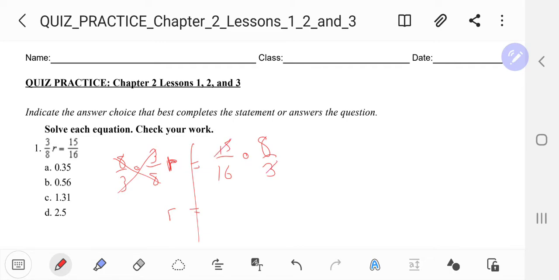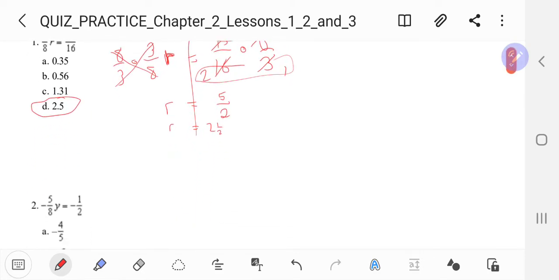We can cross simplify. 3 goes into 3 once. 3 goes into 15 5 times. 8 goes into 8 once. 8 goes into 16 2 times. So we multiply the numerators and get 5, multiply the denominators and get 2. And if we write that as a mixed number, it comes to 2.5, which would be D, 2.5.